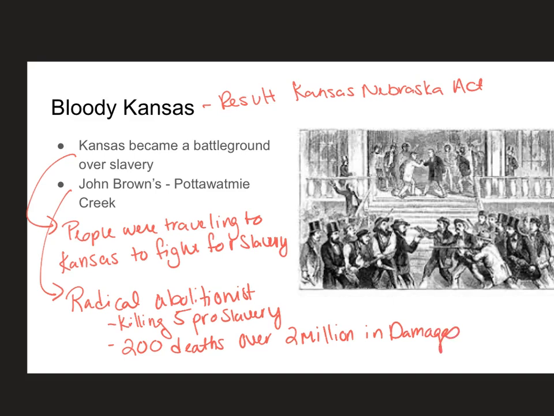because of what we call Bloody Kansas. Because there was this huge concentration of people that were anti-slavery plus people that were for slavery fighting against one another to try to determine whether or not Kansas was going to be a free state or a slave state.